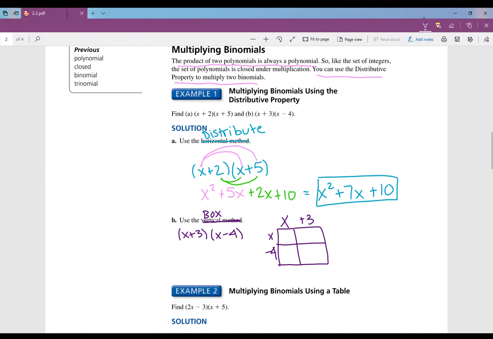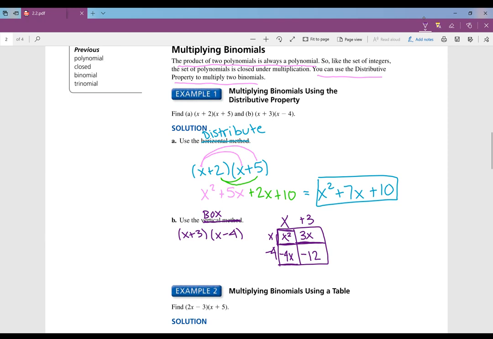So now we just have to multiply each one in the boxes. So for example, in this first box, we need to do x times x, which will give us x squared. In this box over here, we're going to do x times 3, so that's 3x. In our lower box, we have negative 4 times x, which is negative 4x. And in our last box, we have negative 4 times 3, so that's negative 12.